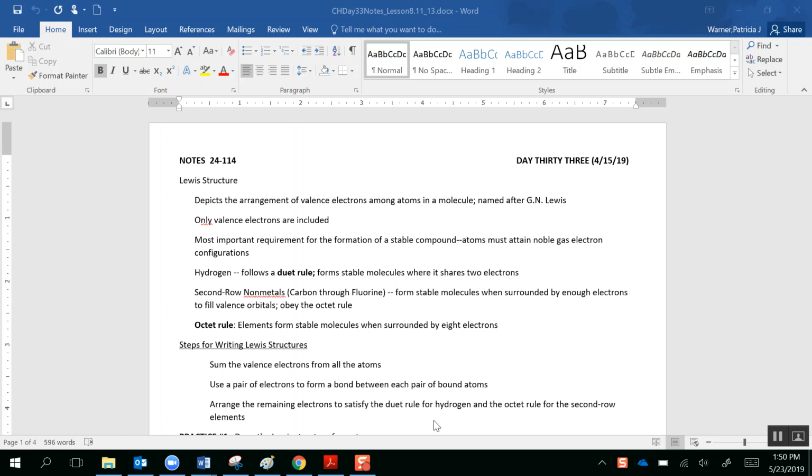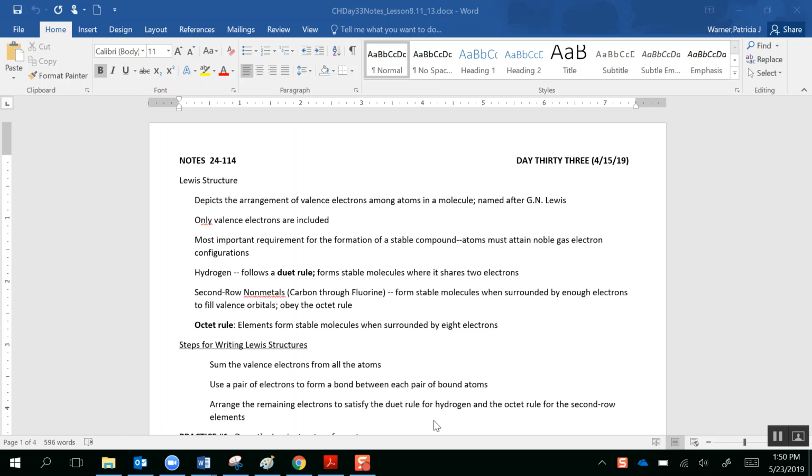All right, so what I'm going to do is swap between several different screens because we're going to be drawing Lewis structures. But first off, these are the notes that you have access to, that you can print off and work through. I'm not going to work through every problem on the notes in this video, but I will show you the completed handout so that you can work through them and do them yourselves.